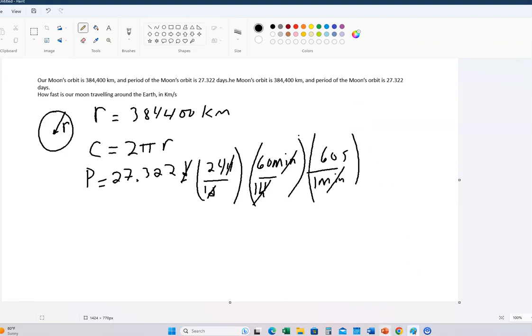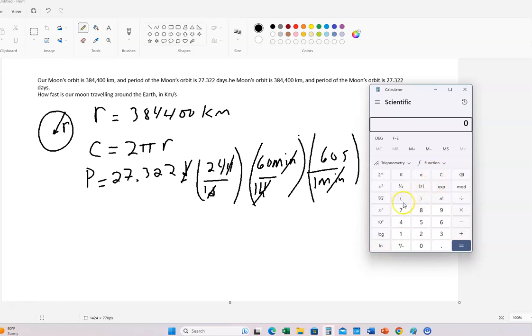I've got a calculator right here. You can see that. So I'm going to go 27.322, then times 24, and then times 60 times 60, which is simply times 60 squared. That just squared the 60. It's more than 2 million seconds.